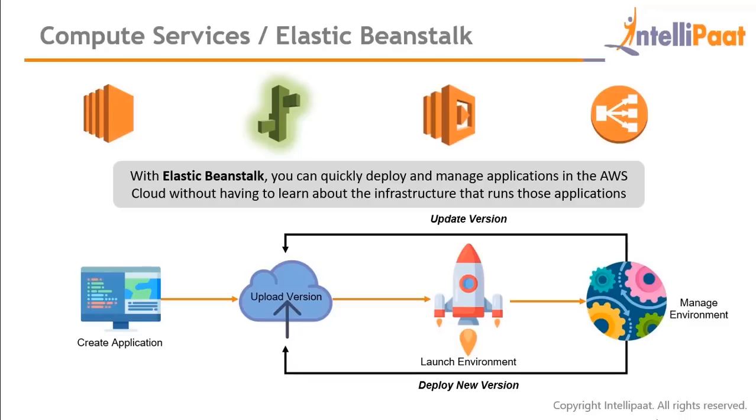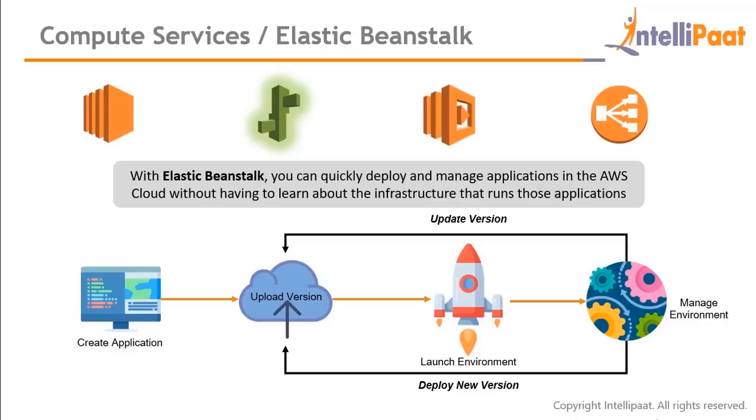The next service is Elastic Beanstalk. With Elastic Beanstalk, you can quickly deploy and manage applications in the AWS cloud without having to learn anything about the infrastructure that runs those applications. For example, if you want to run a PHP application and you don't know anything about PHP, you just have the PHP project folder, and you can just upload it to Elastic Beanstalk. It will automatically take care of launching it. It will give you a URL which you can click and see whether your application is working or not.